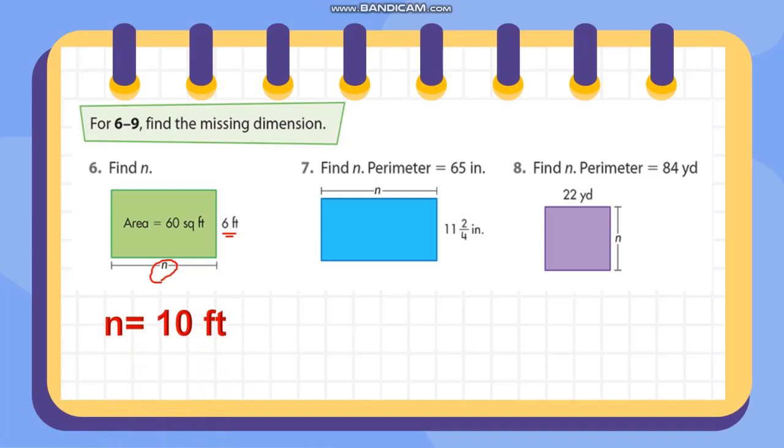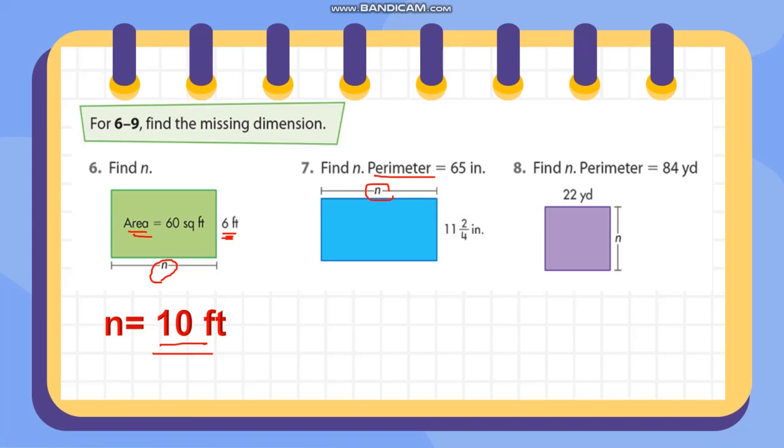Or you just simply, the one side is unknown, and the area is given and one side is given, you just simply divide 60 by 6, that is equivalent to 10. Or you just think of a number to be multiplied by 6. What number to be multiplied by 6 to make it 60? That is equivalent to 10. So the same thing here, finding the perimeter, n is unknown.